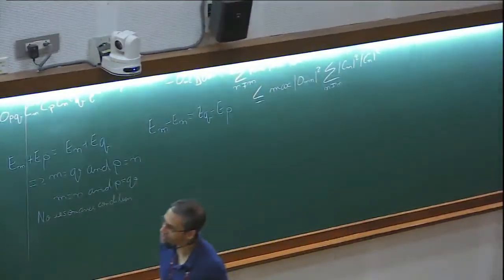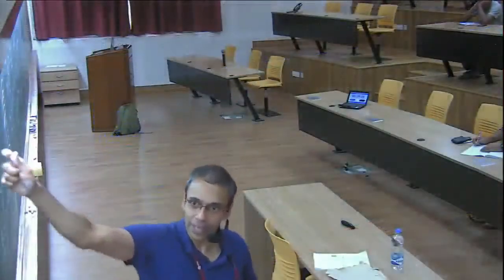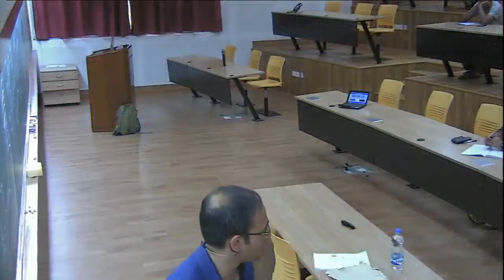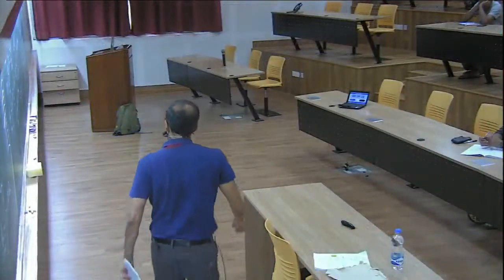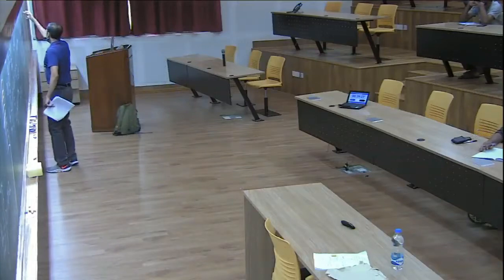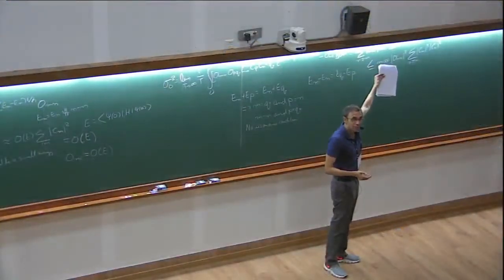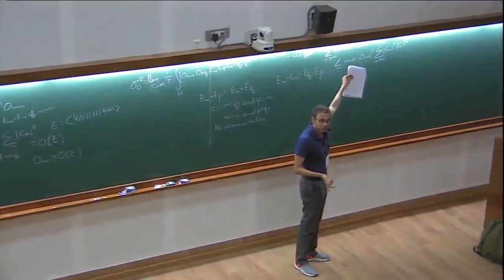And this is where the second term in this eigenstate thermalization hypothesis expression becomes important, because it tells you that even this bound, the maximum that it can be, is something that is exponentially small in the number of degrees of freedom.